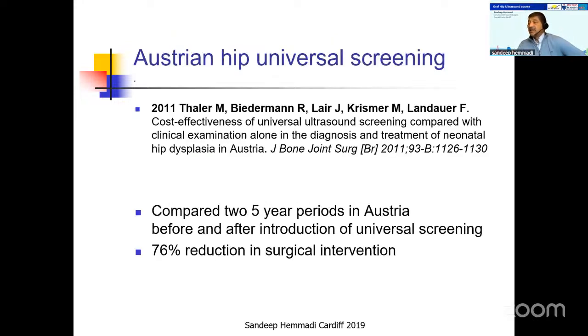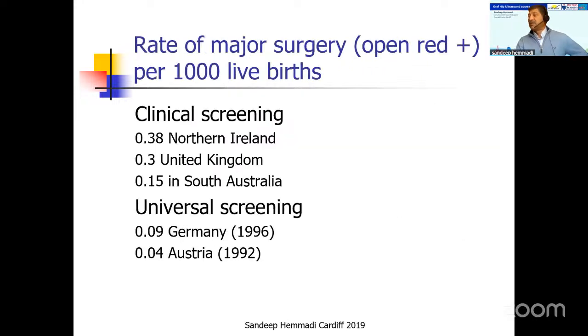This is the Austrian hip universal screening. Austria has universal screening. They compared 2 periods of time, when Austria didn't have universal screening and when it had universal screening, and clearly showed that there was a 76% reduction in their surgical intervention. And surgical intervention was classed as, I think, open reduction or anything more than open reduction.